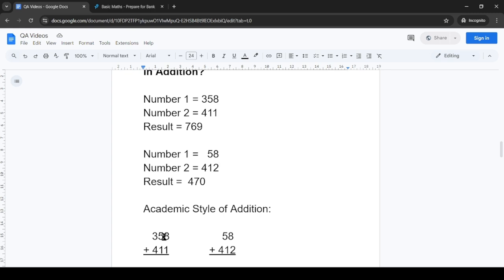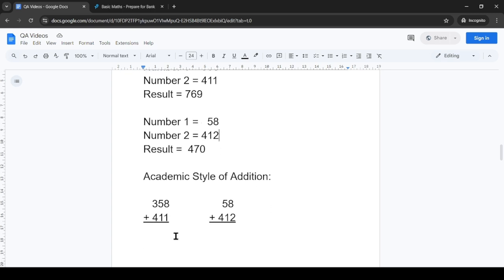Now if you see over here, 8 plus 1 is 9. So 9 is a single-digit number and will not have any carry, so we can place 9 over here directly. Then 5 plus 1 is 6, we will place 6 over here, and then 3 plus 4 is 7, so we will place 7 over here, and this is how our addition is complete. But what if we have a carry number?